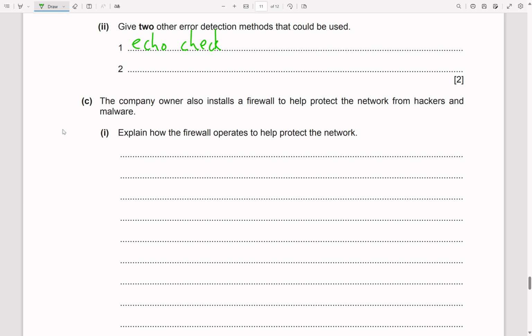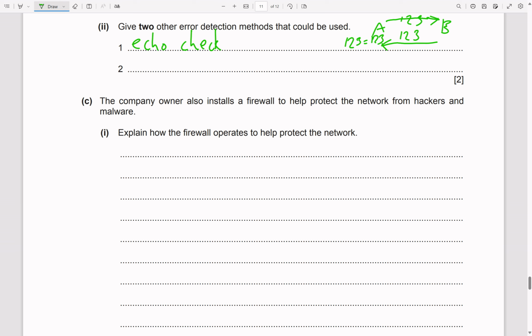Just to recap, an echo check is where, let's say, A sends to B. So let's say they send the data 1, 2, 3, and then B will just repeat that data. This 1, 2, 3 is being sent from A to B, and this 1, 2, 3 is being sent from B to A. If A gets the same data back, so A checks whether 1, 2, 3 equals 1, 2, 3, and if they are equal, then it knows that B has probably got the correct data.